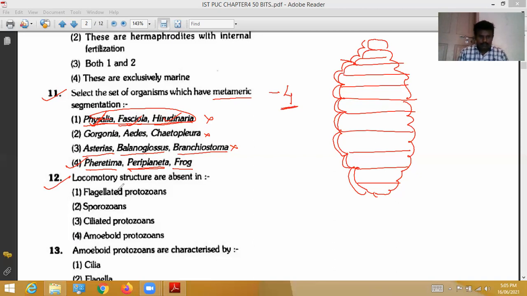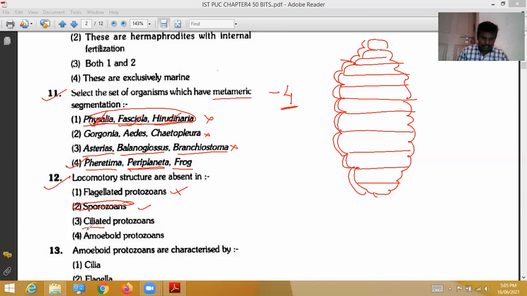From the following, in which are locomotor structures absent? Flagellated protozoans: generally, they possess flagella as a locomotor organ. Sporozoans are parasitic protozoans. They have an infectious spore-like stage in their life cycle and do not have any type of locomotory organs. So sporozoans is correct. Flagellated protozoans have flagella as the locomotor organ, so it is a wrong option.